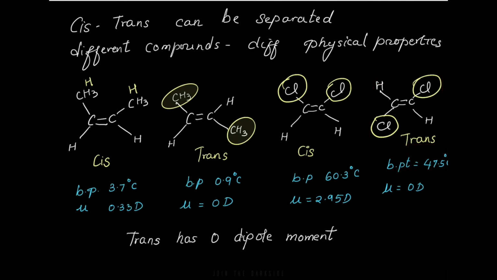Again, you can see here, this is a trans compound, and the dipole moment for this is going to be 0. So on the whole, cis and trans are two different compounds which can be easily separated in any way. You can separate them by column chromatography or based on the physical properties.